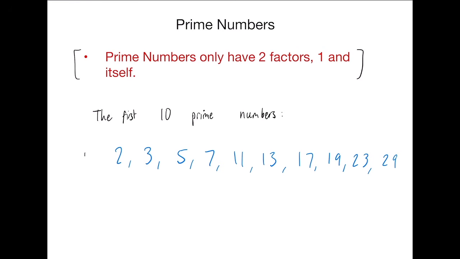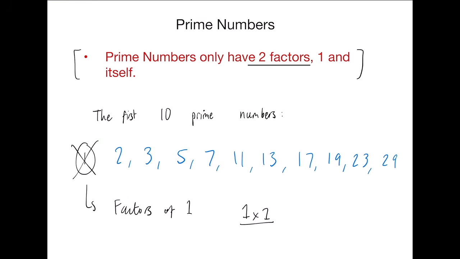Now a lot of you may be thinking, why is 1 not a prime number? If you think of the factors of 1, the only numbers that make 1 is 1 times 1. This means that 1 only has 1 factor. For our definition of a prime number, we need to have 2 factors. So that is why 1 is not on this list.